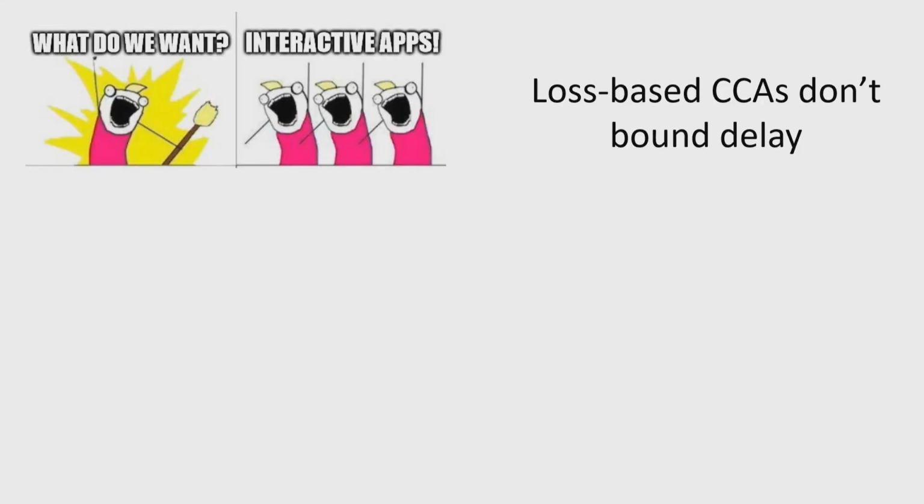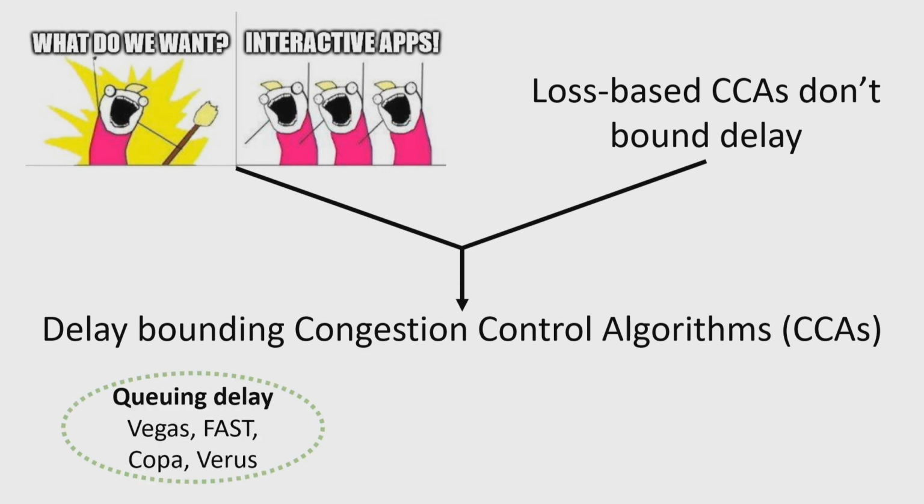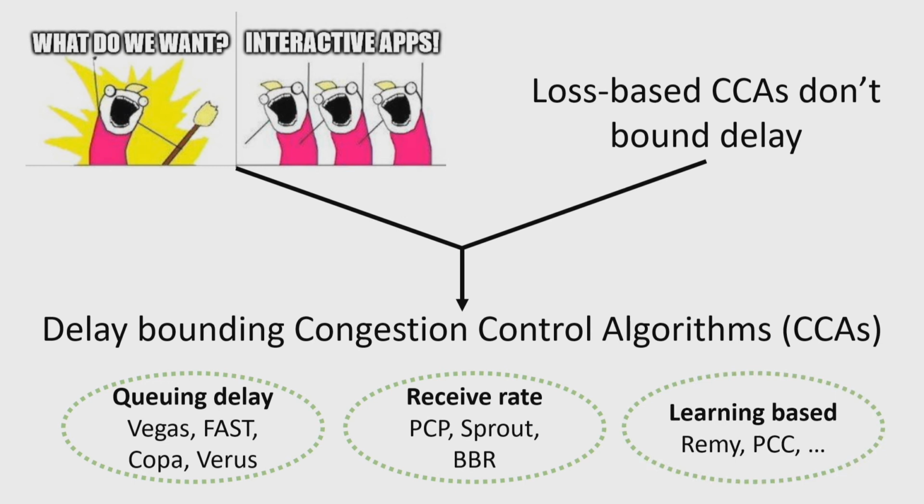People want interactive applications. At the same time, traditional loss-based congestion control algorithms do not bound delay. And therefore, there has been a lot of work on creating delay-bounding congestion control algorithms. And these use a variety of techniques. For instance, there are some that try to estimate the queuing delay to estimate congestion. Others look at the receive rate of the acknowledgements to estimate what rate they should send at, and yet others are learning-based. And all of these share one property that we define as delay convergence.